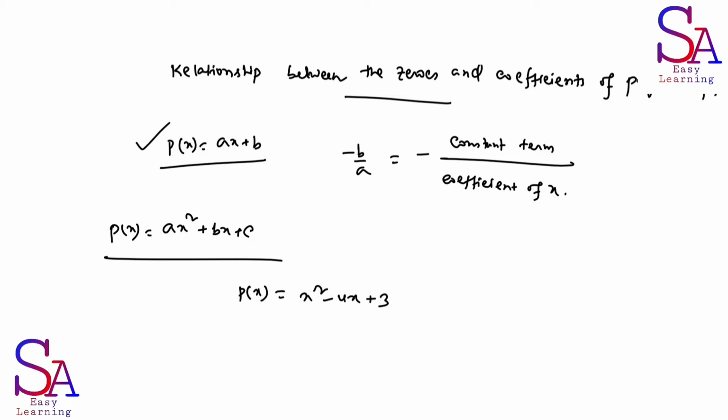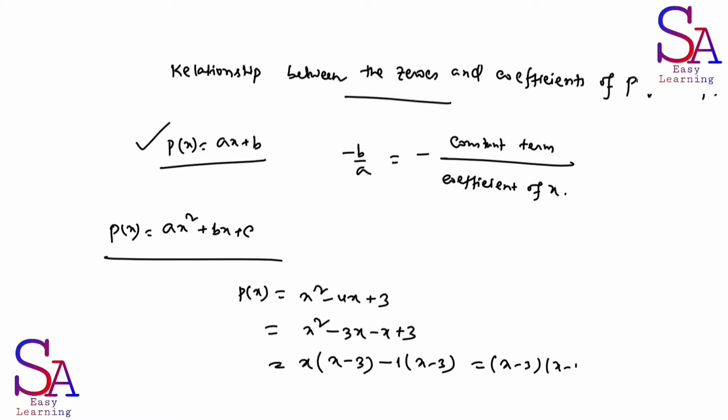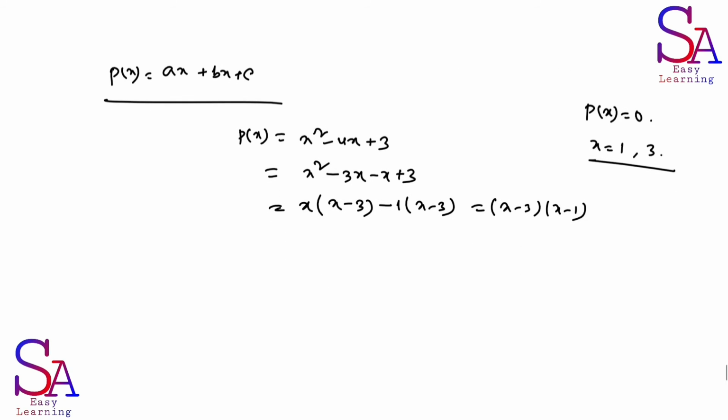How do we find the roots of the quadratic polynomial? We can use middle term splitting. Then we get x square minus 3x minus x plus 3. If we take common, x minus 3 minus 1 times x minus 3, that equals x minus 3 times x minus 1. And if we put p(x) equal to 0, then we get x equal to 1 and x equal to 3, the two roots of the quadratic polynomial.